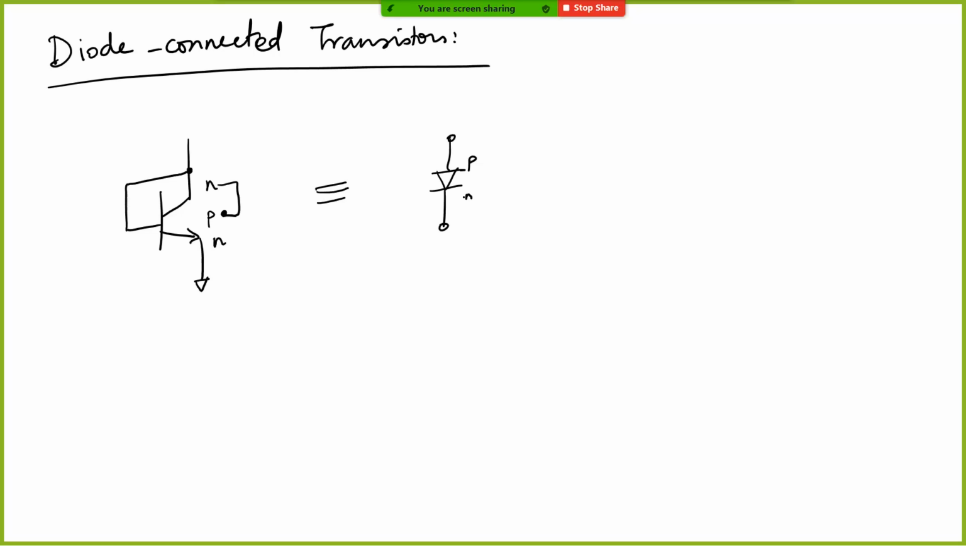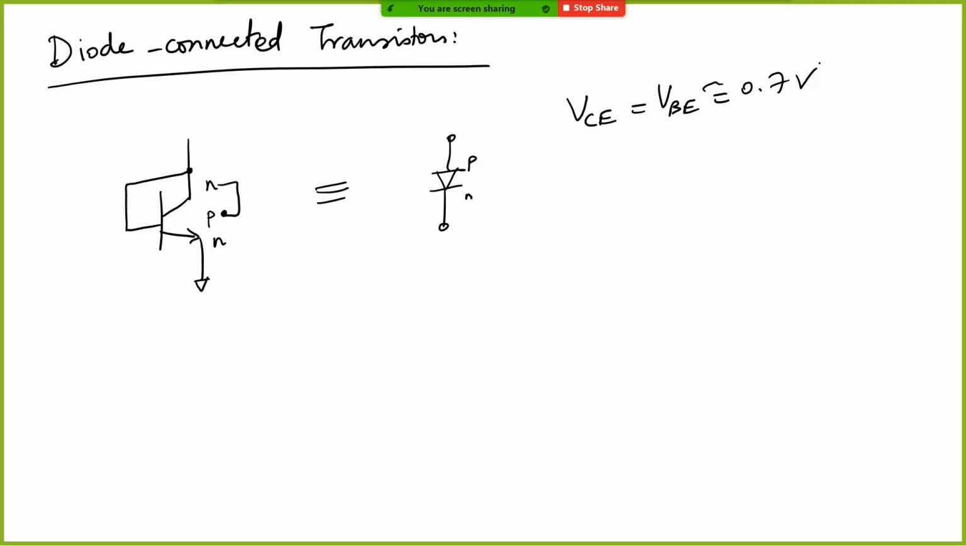The base collector region is basically shorted out, and so any effect there is minimized. So this is why it is called a diode connected transistor, or diode connection of a transistor. And so basically what happens is, now VCE is equal to VBE is equal to the nominal 0.7 volts. So in essence this acts as a diode, that's it.